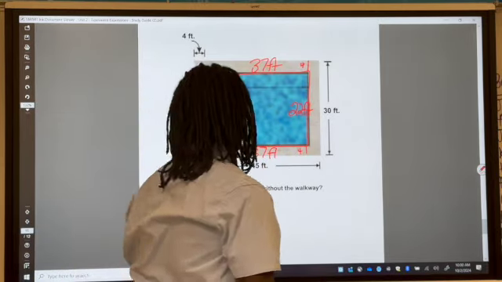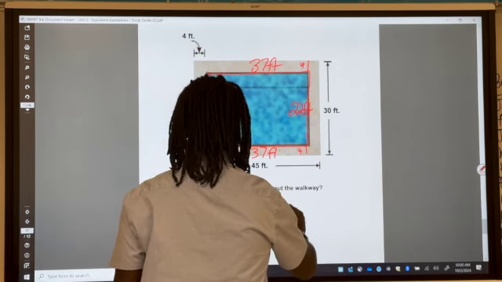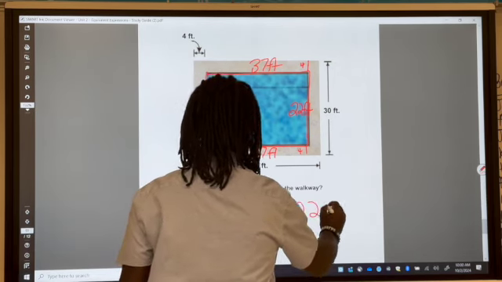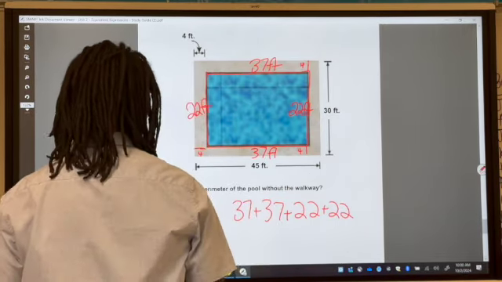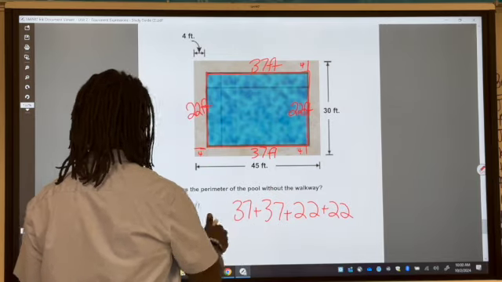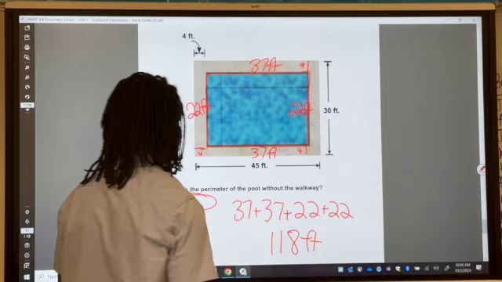Okay. And so then I'm going to add those all up. 37 plus 37 plus 22 plus 22. And when I do that, that is 59, 59. It's going to give me 118 feet.